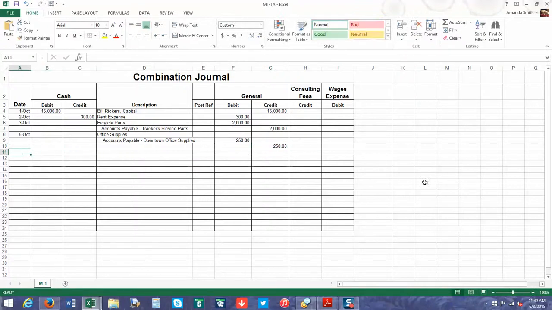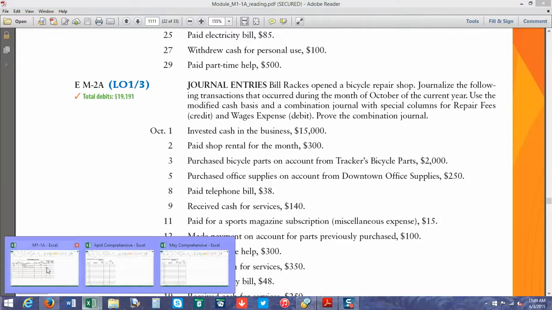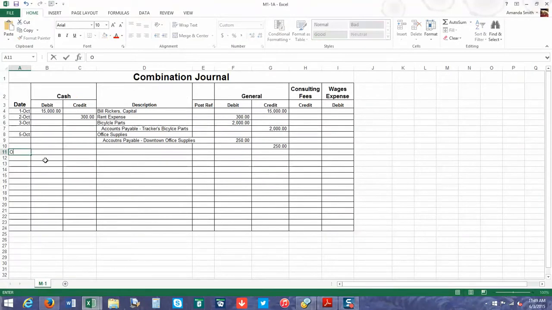Okay, the next transaction we have is on the 8th. We paid our telephone bill. Make sure you enter things in the correct row. October 8th was our telephone bill. So we're going to decrease our cash $38 and increase our expense for $38 as well.